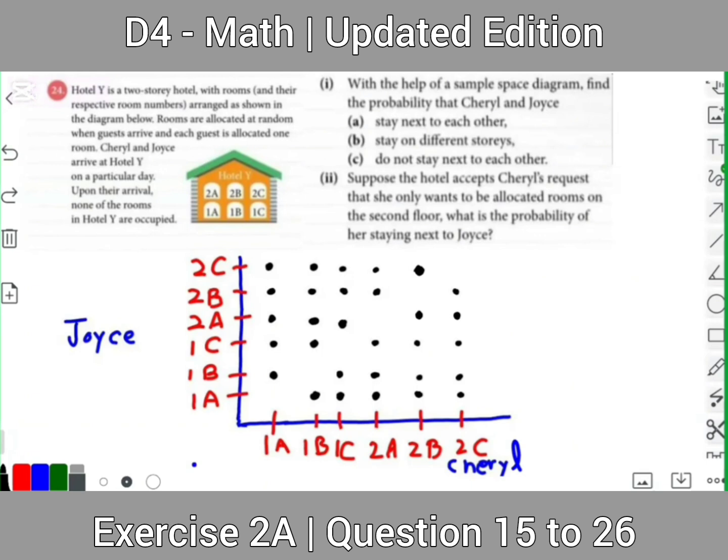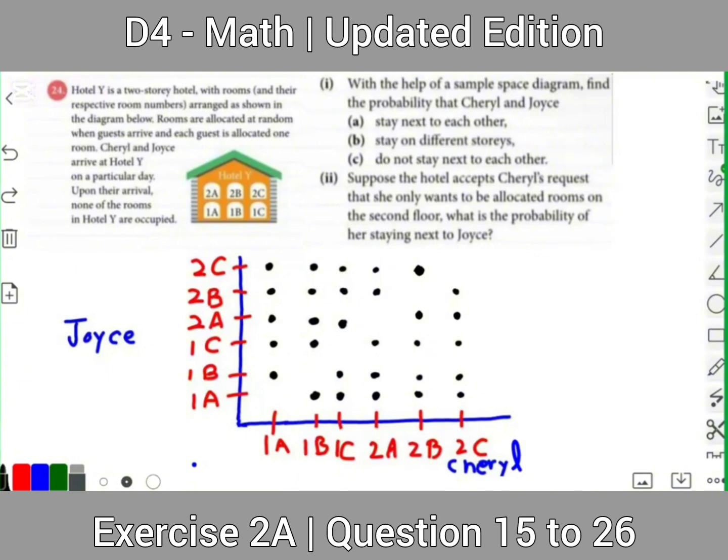So first, to draw the sample space diagram, we will put 1A, 1B, 1C, 2A, 2B, and 2C on the horizontal axis, and similarly 1A, 1B, 1C, 2A, 2B, and 2C on the vertical axis. And we won't draw any circle for the same hotel room.